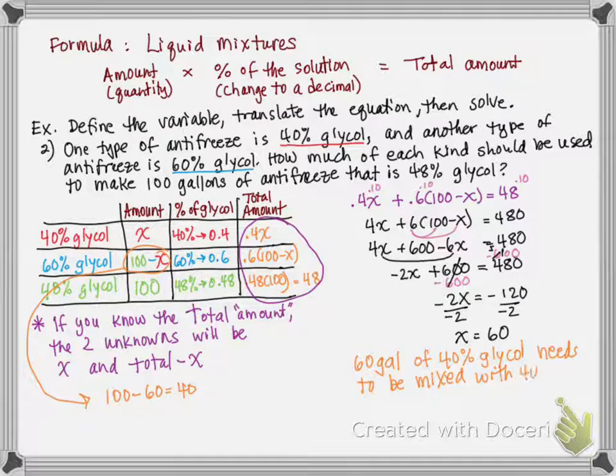40 gallons of 60% glycol to make 100 gallons of 48% glycol.